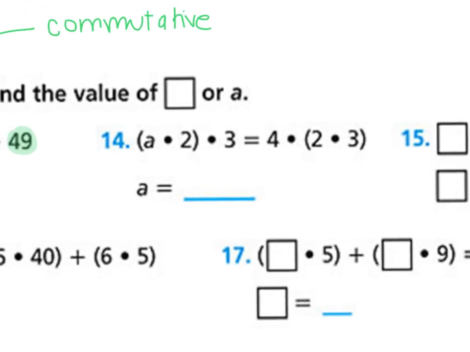Don't allow the A to make you scared or nervous. You're going to be solving for what that is. Looking at all of the factors, I can notice that I have a 2, a 2, a 3, a 3. It looks like I'm missing my 4. A must equal 4. Does anyone know what this property is? Hopefully you yelled out the associative property. It doesn't matter which factors I solve first. I still get the same product.